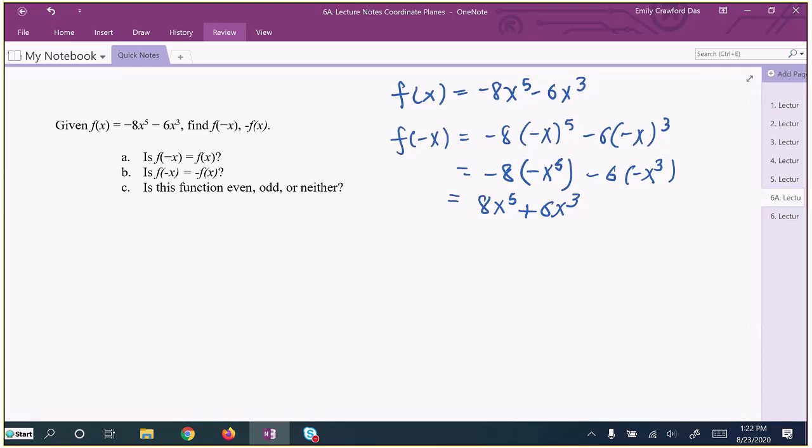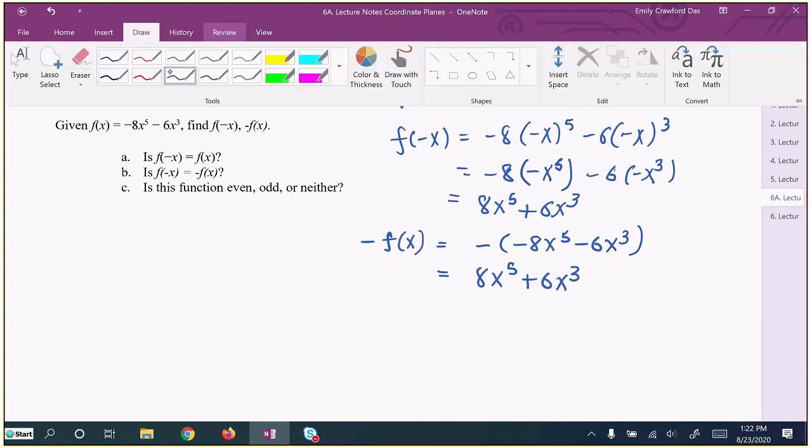Now I also need to find f of x and just the negative of that. So that's negative of minus 8x to the 5th minus 6x cubed. And I distribute the minus, and I get 8x to the power 5 plus 6x cubed.